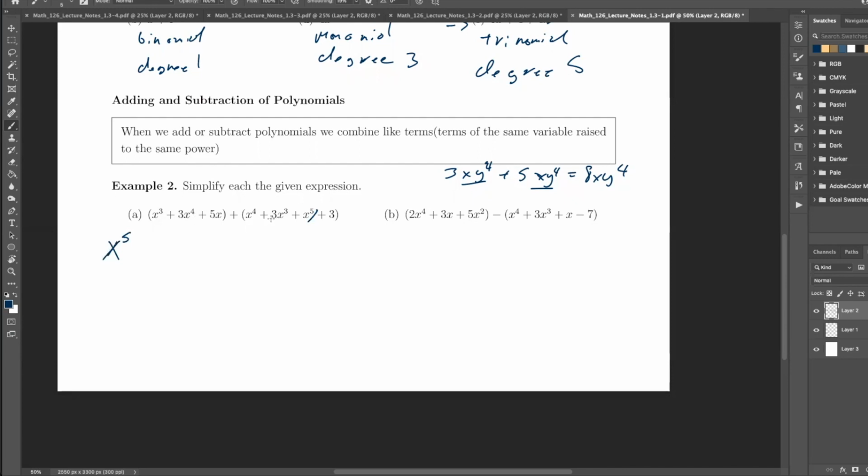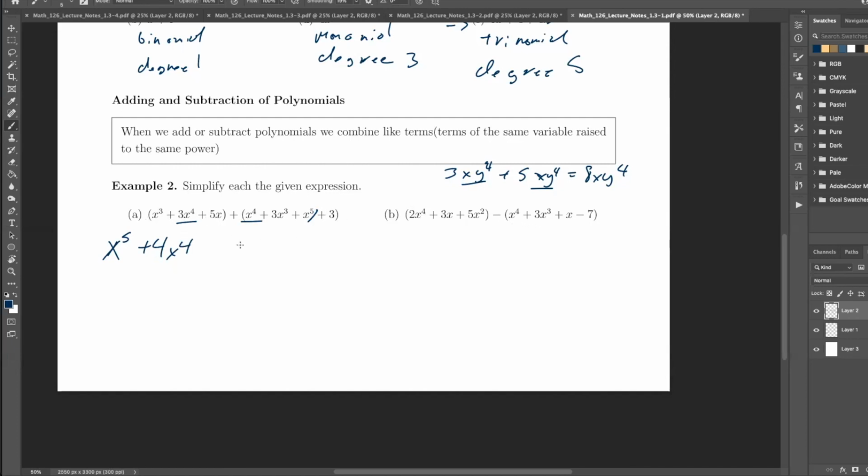All right, now we're going to do x to the fourth. Here's an x to the fourth, here's an x to the fourth. So I'll have 3x to the fourth plus, that's going to be 4x to the fourth. So then we'll have x squared. Do we have any x squared terms? No, no x squared terms.